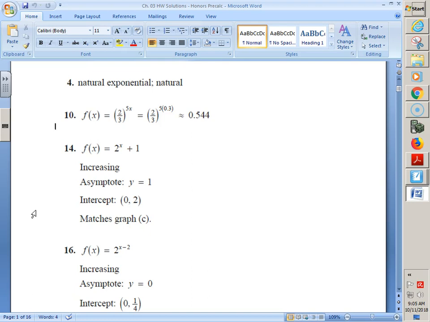Number 14, were you guys able to pull out that it was increasing, had a horizontal asymptote at 1, an intercept at 0, 2? Oh, you were just matching. Letter C? Oh, because you have the older calculator, Kim? When you do a caret, it doesn't move it all the way up.